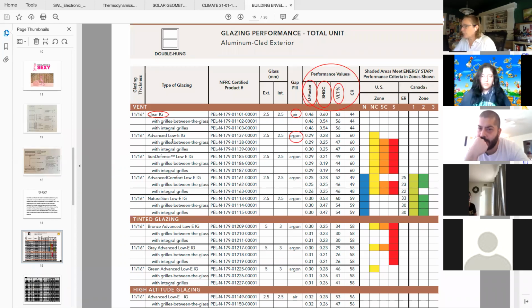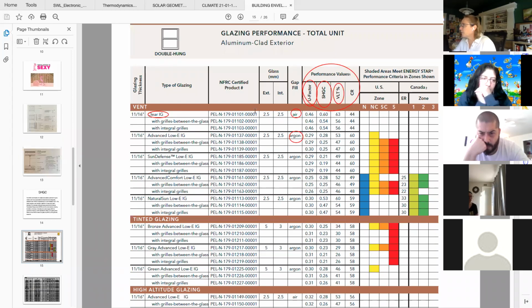But if you start to put a low E coating on one surface and some argon in the center of your two pieces of glass, the U factor, the conductance, goes down by almost a half. Solar heat gain coefficient goes down even more, a little bit better than a half. The visible light transmittance goes down a little bit.